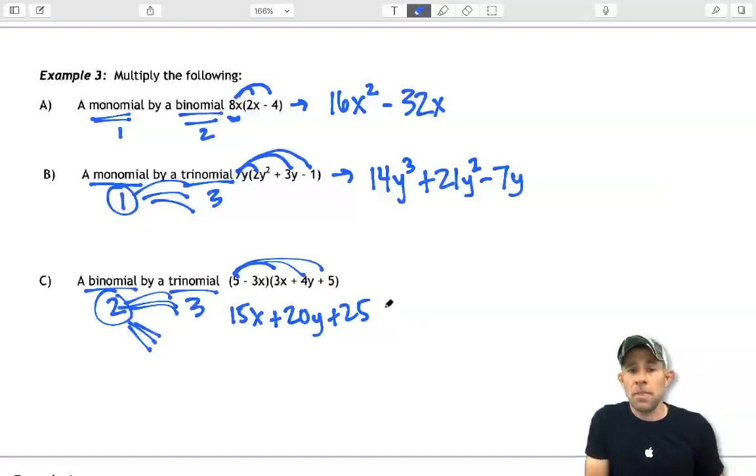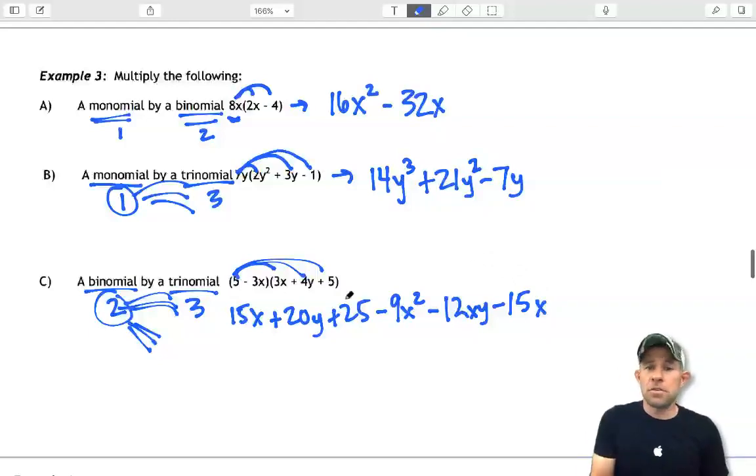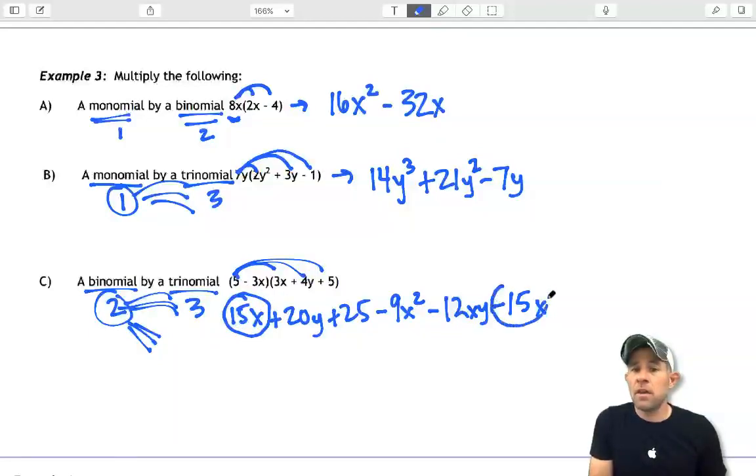in that polynomial. So we have negative 3 times a positive 3 is negative 9x squared. Negative 3x and a positive 4y is negative 12xy. And then we have a negative 3x times a positive 5, that's a negative 15x. Okay, let's go through and just make sure we combine all of our like terms. It looks like we have a positive 15x and a negative 15x. Well, when we combine those, they're actually going to cancel out.